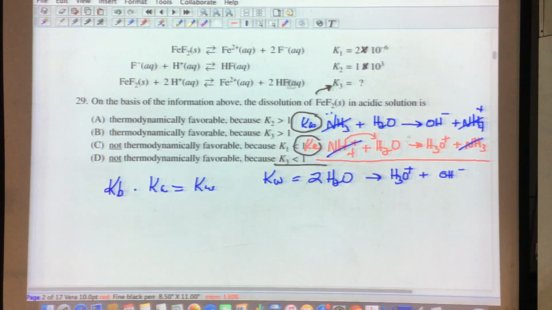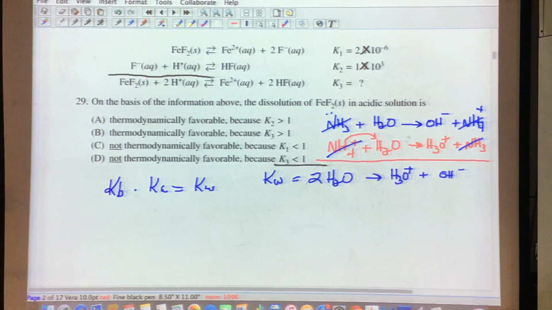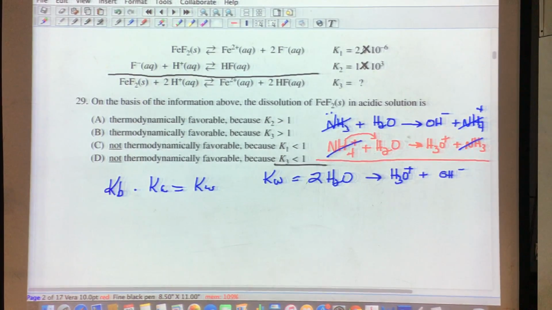All right? So let's get rid of this and talk about what the problem's all about. I'm not sure why I got rid of that, but I am told. Now, question is, what's the overall? The overall I have to look at very carefully. Notice there's two HFs. There's only one HF here. There's two H pluses, only one H.